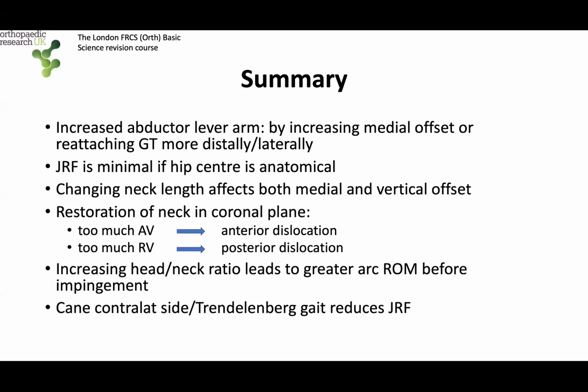If you restore the neck with too much anteversion, you get anterior dislocation. Too much retroversion, you get posterior dislocation. If you increase the head-neck ratio, you get a greater arc of range of motion before you get impingement. And if you use a contralateral cane or Trendelenburg gait, you can reduce the joint reaction force.